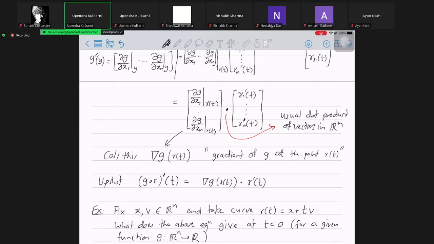So the answer, I will just tell you the punchline, right? What this is going to give you is that it will relate the gradient of G with the directional derivative of G. In which direction? You look at that curve. In which direction is that curve pointing? The V direction, right? So this is going to give you a connection between the directional derivative in the direction V and the gradient at V.